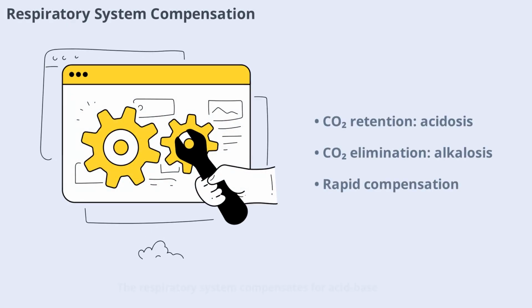The respiratory system compensates for acid-base disturbances by retaining or blowing off CO2. Retention of CO2 increases H+, shifting the equilibrium toward acidosis. Blowing off CO2 eliminates excess H+, helping to correct acidosis. This mechanism begins within minutes and is effective in individuals with healthy respiratory systems.